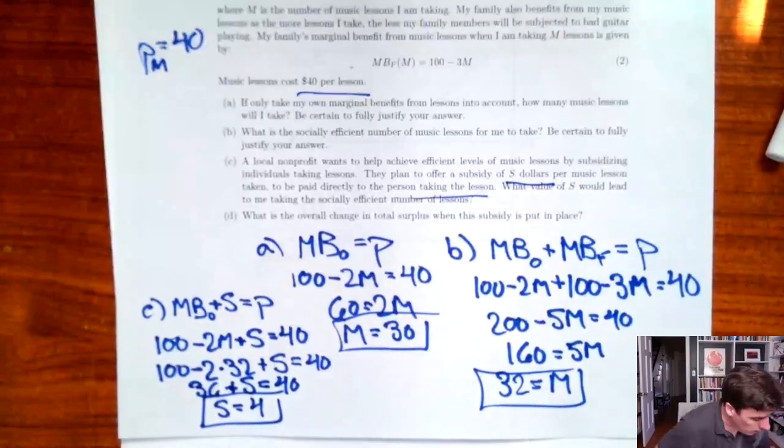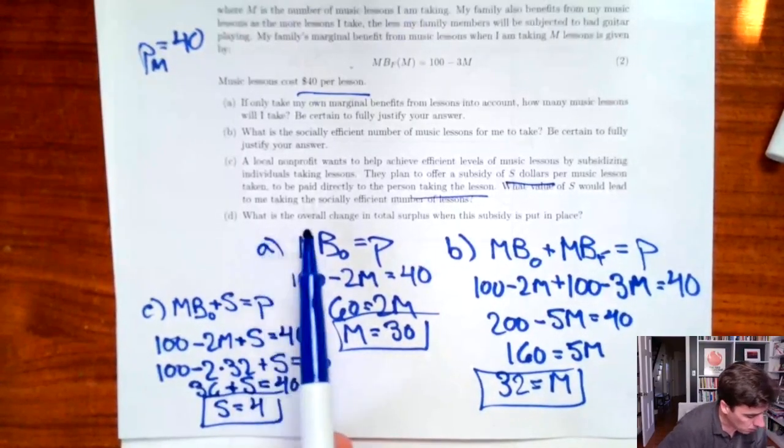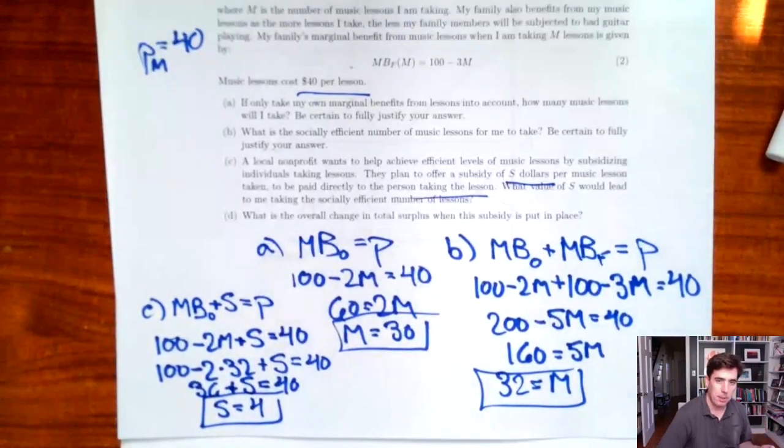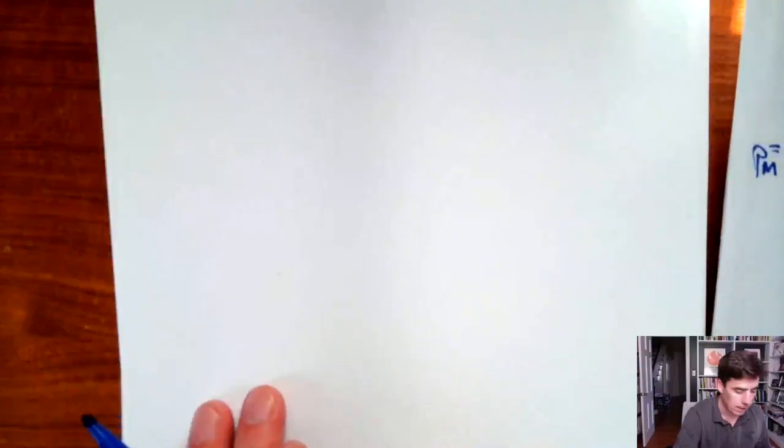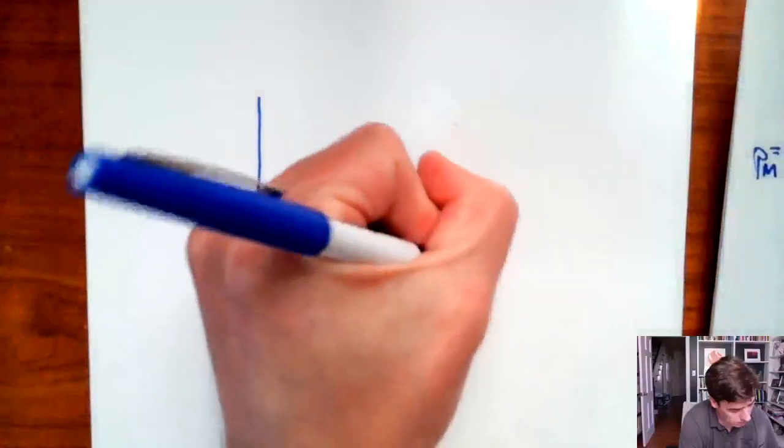Okay, so now we're up to part D. What's the overall change in surplus when this subsidy is put into place? So I could jump straight into equations, jump straight into calculations here. But if I'm trying to think about surplus, almost always that's easiest to spot on a graph first, and then think about what are the relevant areas on the graph, how do I write those out algebraically? So what I'm going to do is go over to my scrap paper right now and think about what this graph should look like.